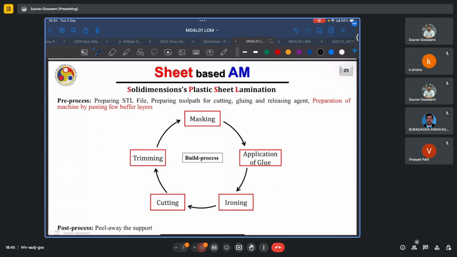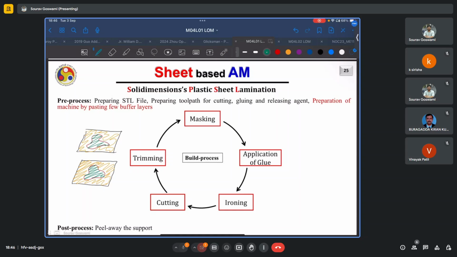So in any layer, say this is my contour, then first what happens is all of this remaining region will be covered with the masking agent. And then you apply the glue to this region of interest. Now you have the next layer, and a similar process occurs. So all the undesirable region is covered with a masking agent, and the desirable regions are covered with glue.